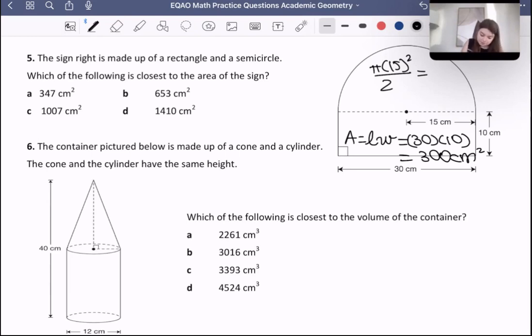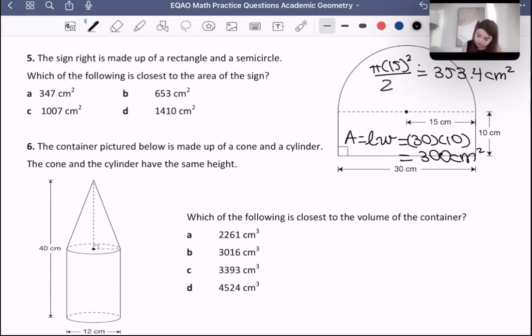That's going to be approximately 353.4, right? And that's why, because pi is in the mix here, they said which is the closest, because as soon as we involve pi, we're going off of approximations. So now we've got to add both areas, the area of the semicircle and the area of the rectangle, because both are part of this sign to find the total area.